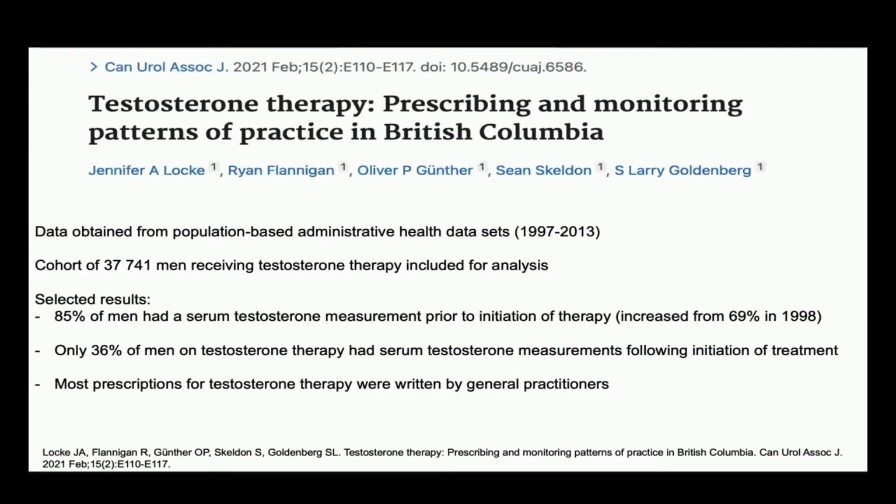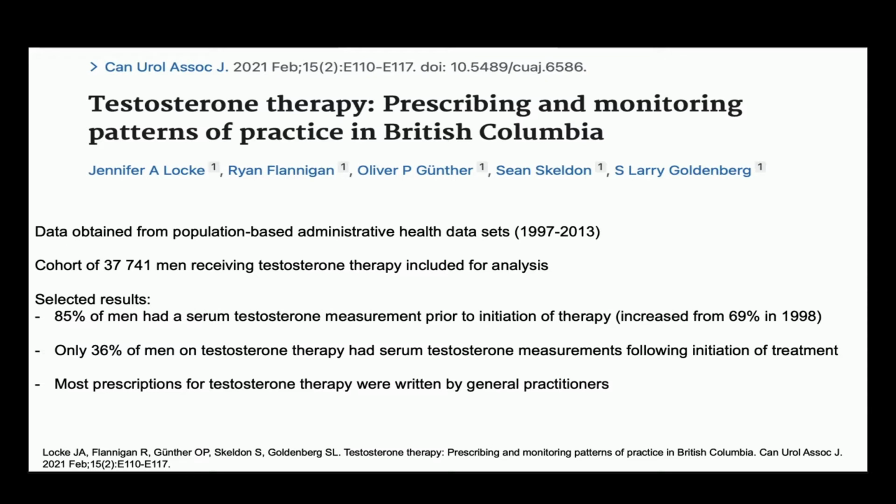The second example I had was coming out of BC with Dr. Goldenberg's group, published last year. This was a population-based administrative health data set study where they looked at patients who were prescribed testosterone therapy, who was prescribing it, and whether they were adhering to guidelines. So for example, did they get testosterone levels before therapy, and did they get them after? From their study, they got over 37,000 men who were receiving treatment that they included for analysis.